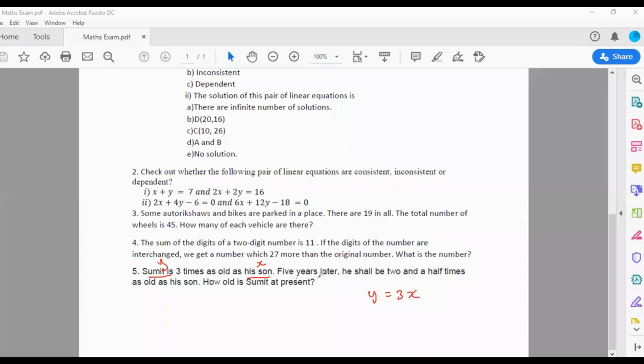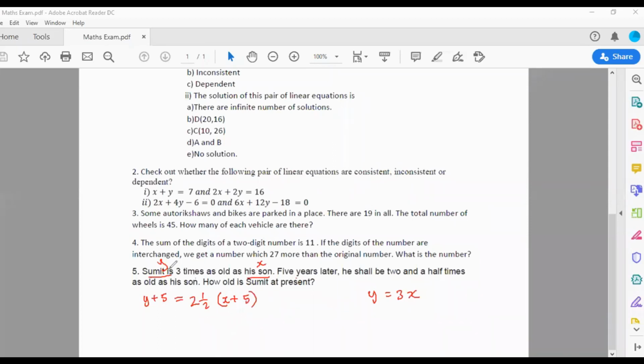So 5 years later, what will be the age of Sumit? Yes, y plus 5. That is equal to 2.5 times the age of the son. What will be the age of the son? x plus 5. So if we take x as the son's age, then x plus 5, right? Yes, sir. This will be the second equation.